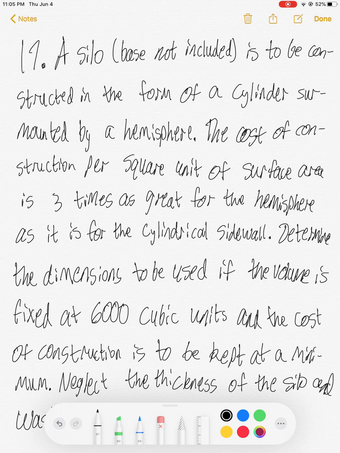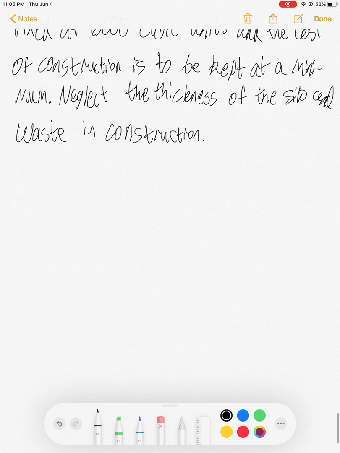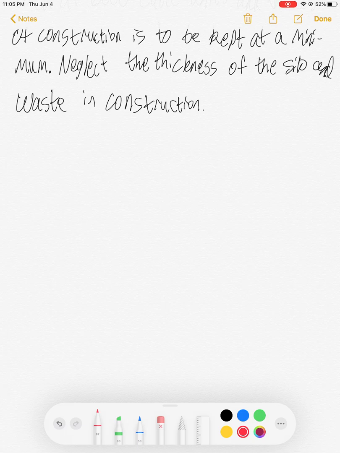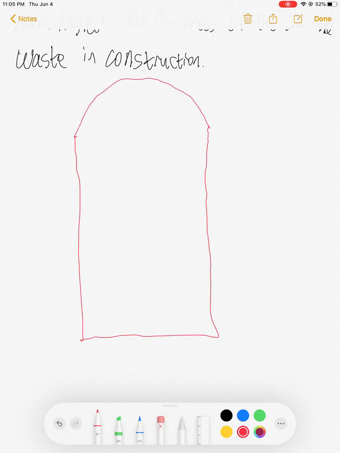Holy smokes. A silo, base not included, is to be constructed in the form of a cylinder surmounted by a hemisphere. The cost of construction per square unit of surface area is 3 times as great for the hemisphere as it is for the cylindrical sidewall. Determine the dimensions to be used if the volume is fixed at 6,000 cubic units and the cost of construction is to be kept at a minimum. Neglect the thickness of the silo and waste in construction. Oh my goodness, this is a ton of information to try and organize, but let's do our best here.